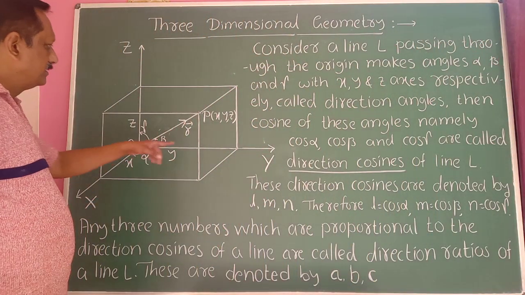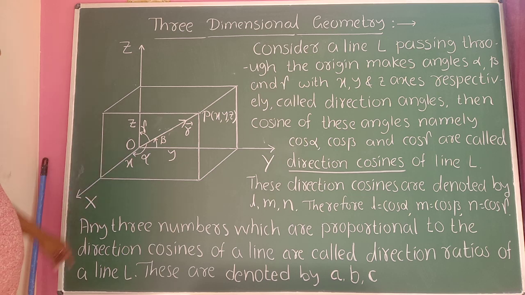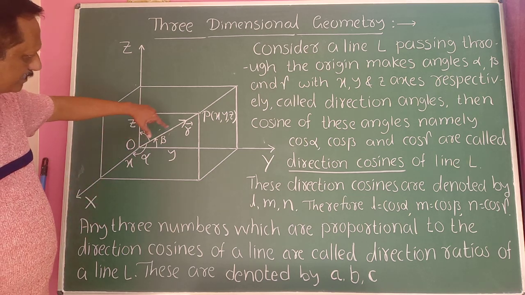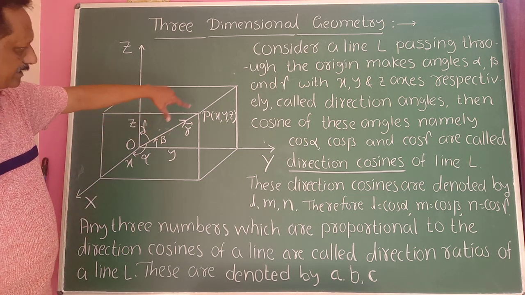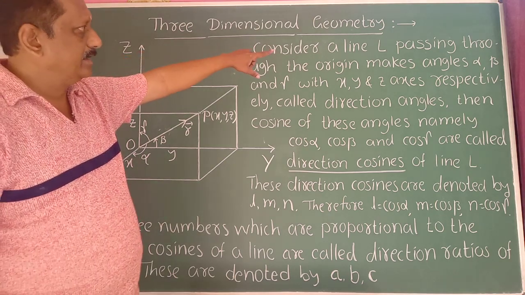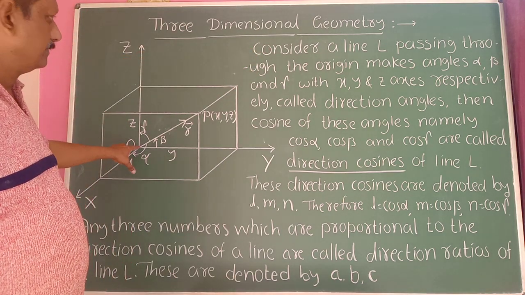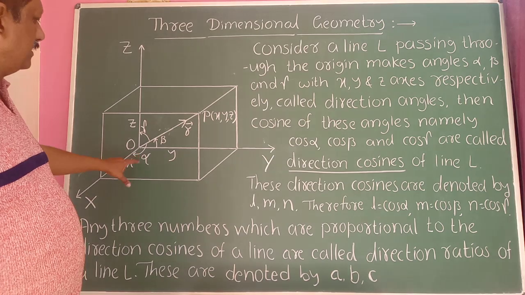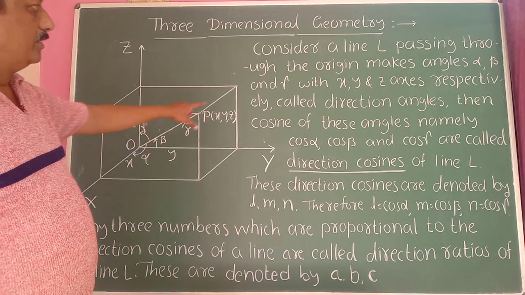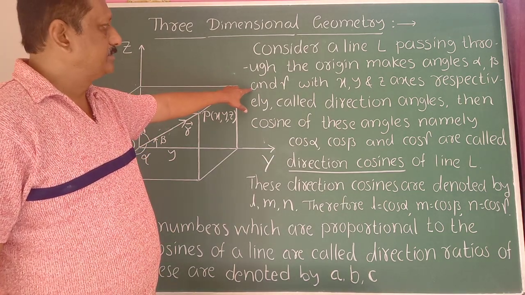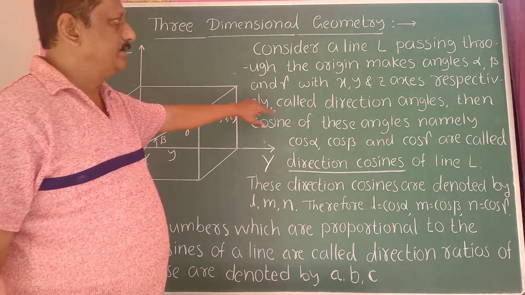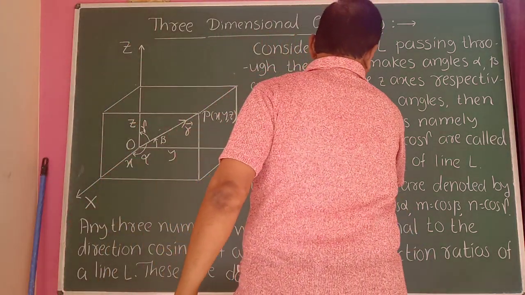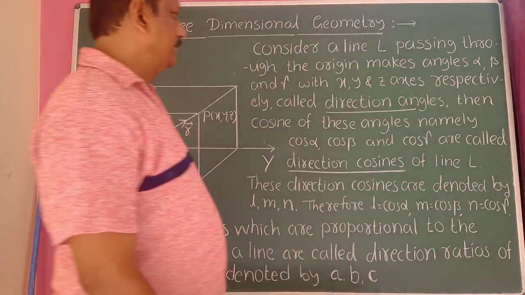So x, y, z are the three axes here. This is a directed line, OP is the directed line. Consider a line L passing through the origin. It makes angles alpha, beta and gamma with the x, y, z axis respectively, called direction angles. So these angles are called direction angles here.